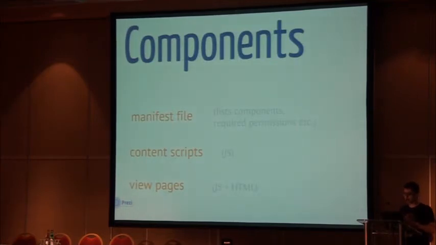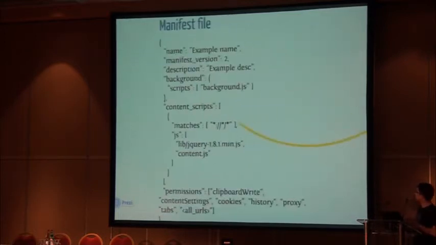Extensions have a few distinctive components. First, you have a manifest file, similar to most mobile applications. The manifest file lists all the embedded components and defines the application permissions. And there are two other components that we will look at more deeply during this talk: content scripts and view pages.